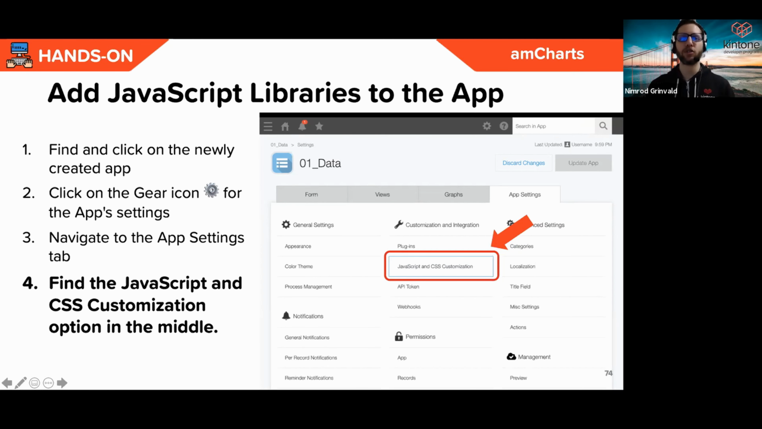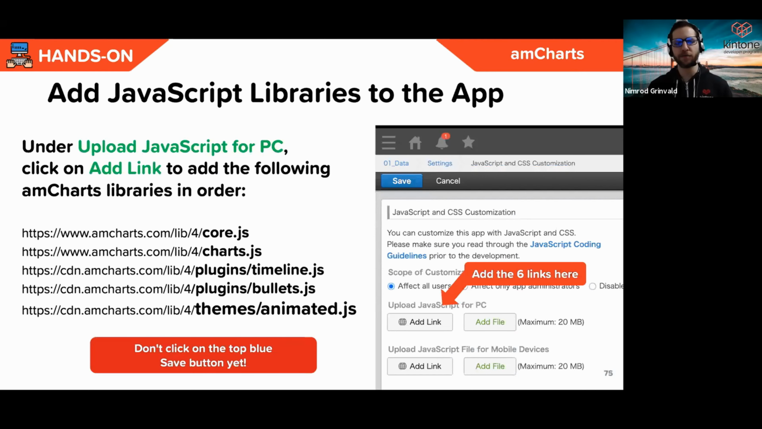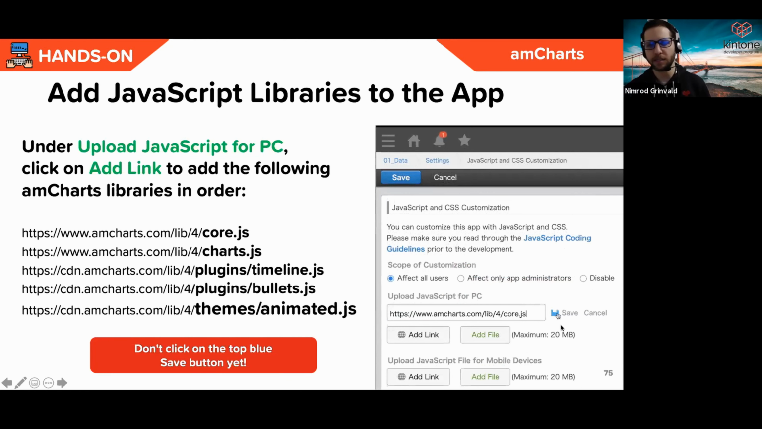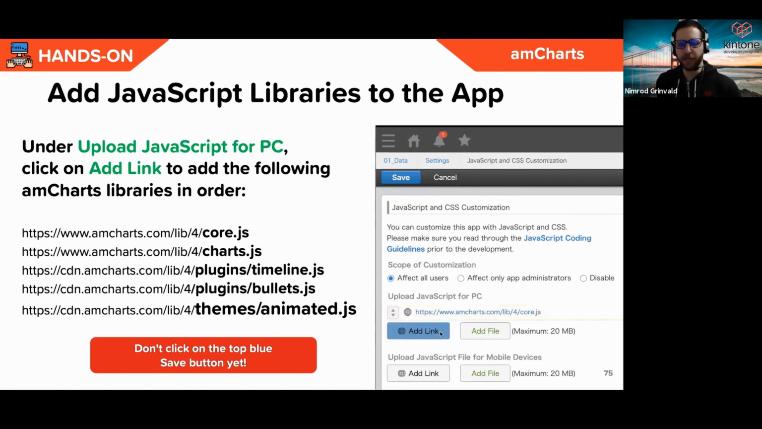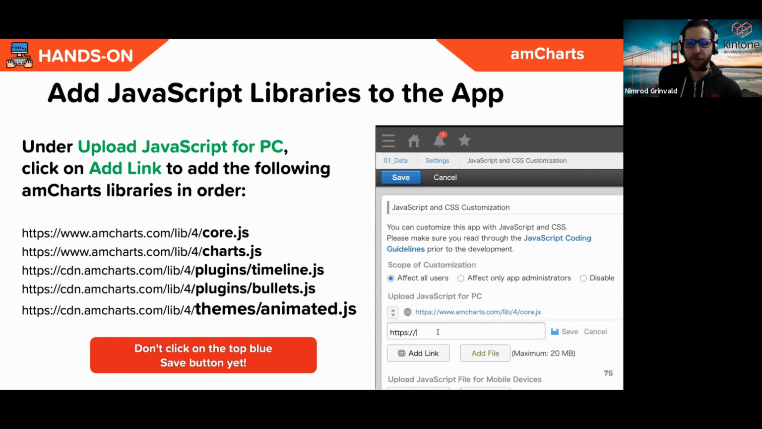This is where we're doing the GUI side of the script tags, basically. Instead of having JavaScript where we write script, blah blah blah, slash script for as many scripts as we're looking for, we're putting that information here in the JavaScript and CSS customization. We're going to add these 6 links here. We click add link, add the link, click save, and then add another link. We copy and paste that information over here.